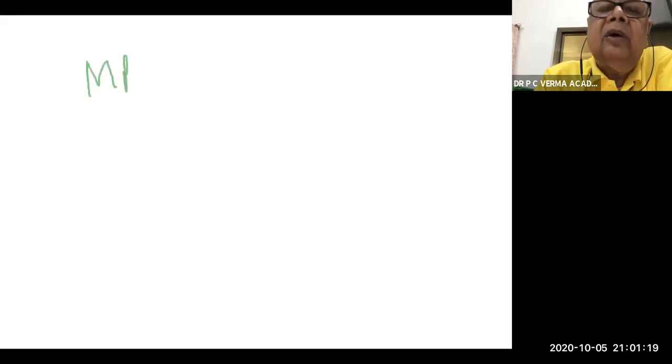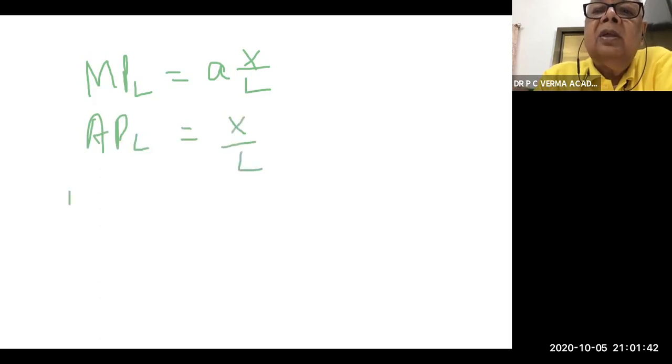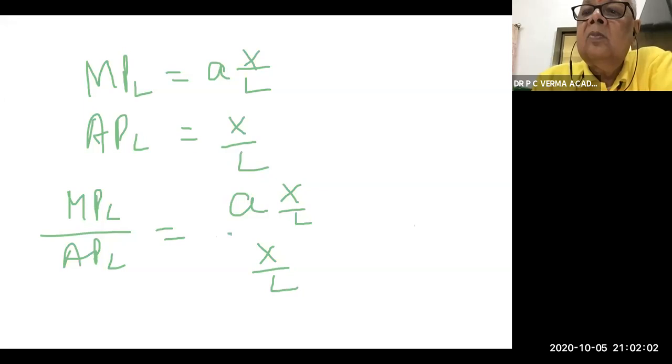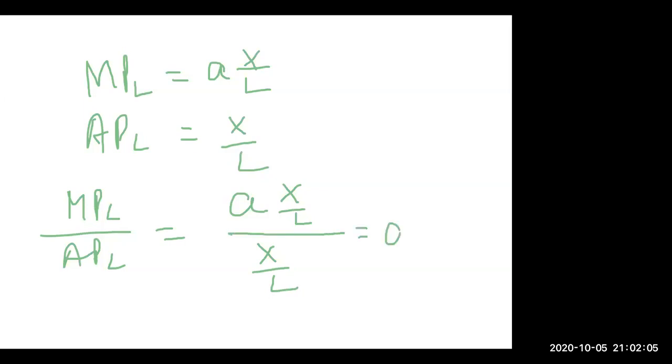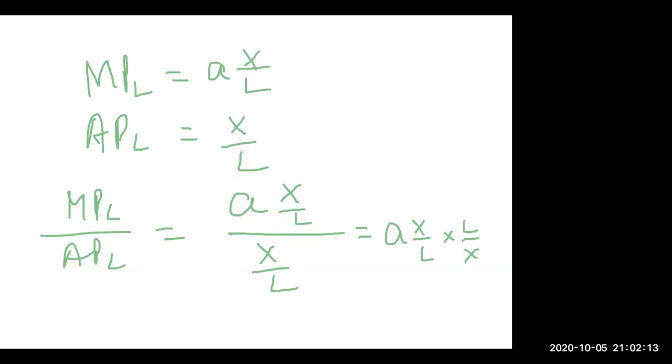Marginal productivity of labor is equal to alpha X by L. Average productivity of labor is X by L. So marginal productivity of labor by average productivity of labor will be equal to alpha X by L by X by L, which is equal to alpha X by L into L by X. Only alpha remains.